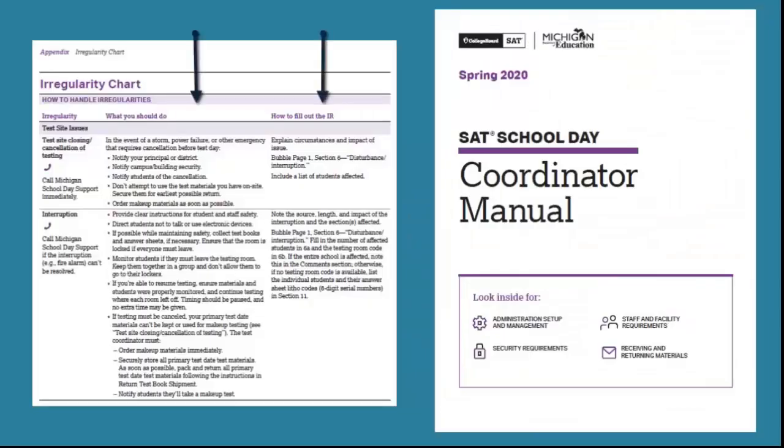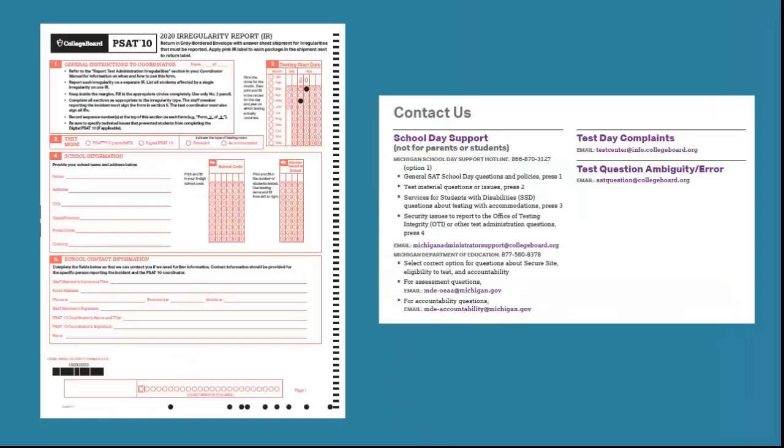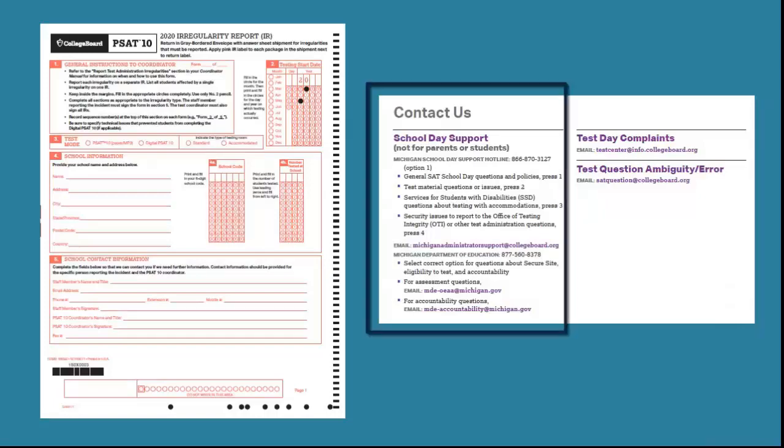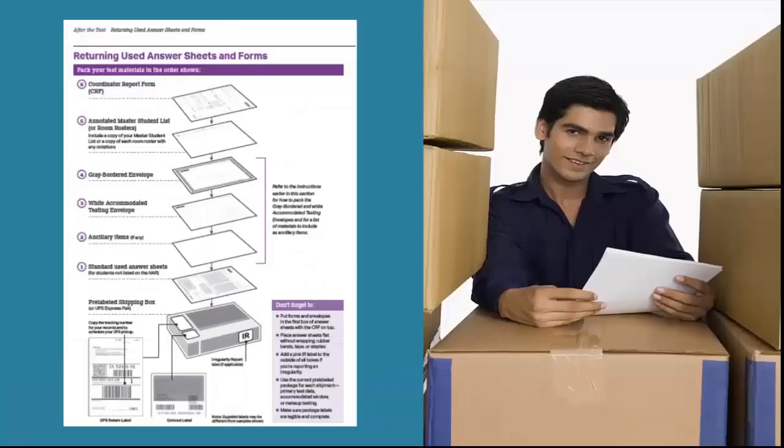Directions for filing an IR for each irregularity can be found in the irregularity chart in the appendix of the Michigan Coordinator Manual for each assessment. Each irregularity will require its own irregularity report and may also require a call to the Michigan School Day Support Hotline. The process for completing printed incident reports is the same for SAT with Essay and PSAT 8, 9, and 10, but each assessment has its own IR form. All IRs will be returned with the test materials following test administration.